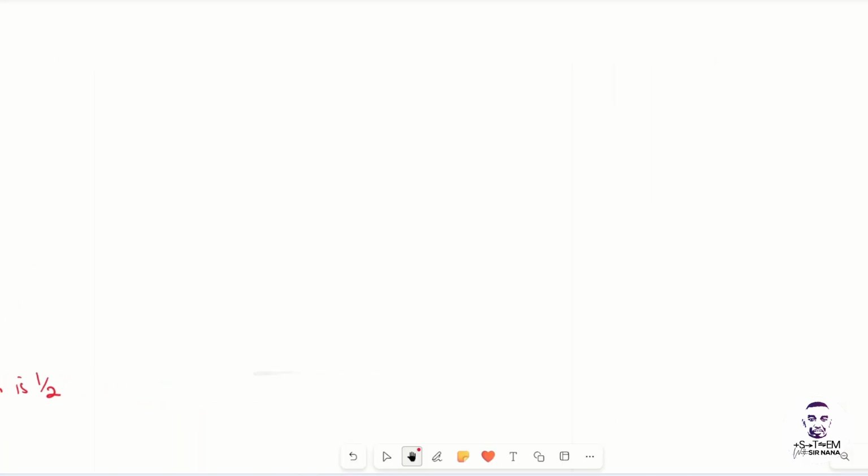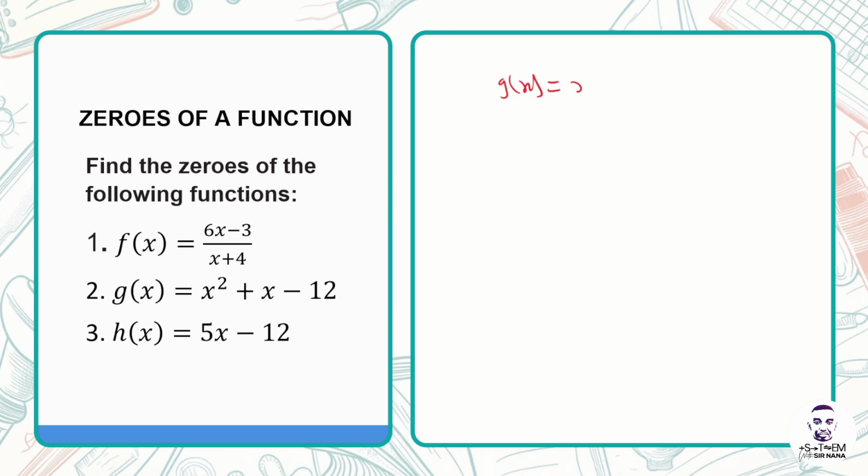So that is the zero of a function. Now let's consider the next question. We are asked to find the zero of a function, and the function given is a quadratic function, which is g of x equal to x squared plus x minus 12, right?